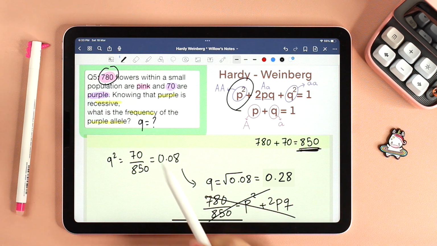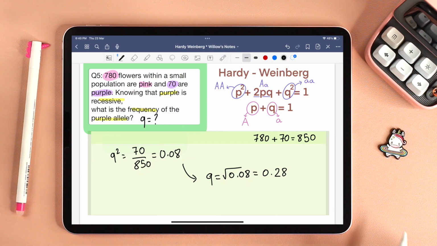Furthermore, the question asks for Q, and of course it makes way more sense to find Q square and then just find Q. And this was it for today's question.